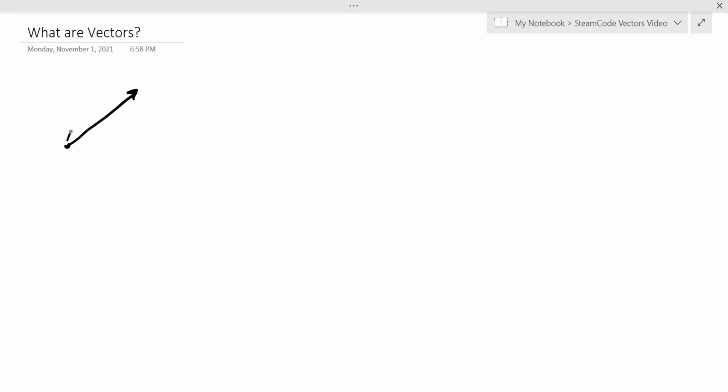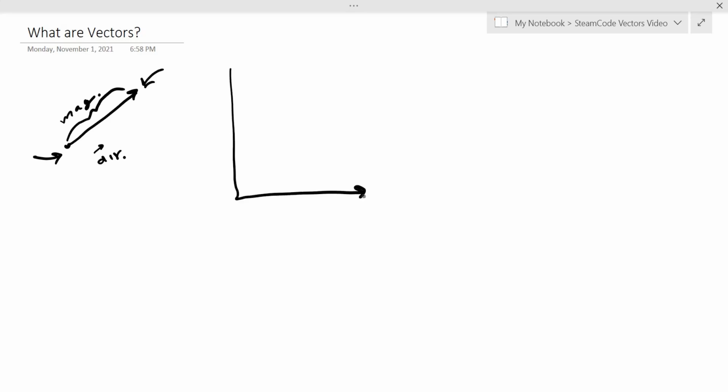So it has a magnitude or a length. I'll shorten that to mag. And it also has a direction. I'll shorten that to dir. And so the point that it starts off at is called the initial point, and the point that it ends at is called the terminal point. And so because vectors are only defined by their magnitude and their direction, multiple vectors that have the same magnitude and the same direction could be considered the same vector.